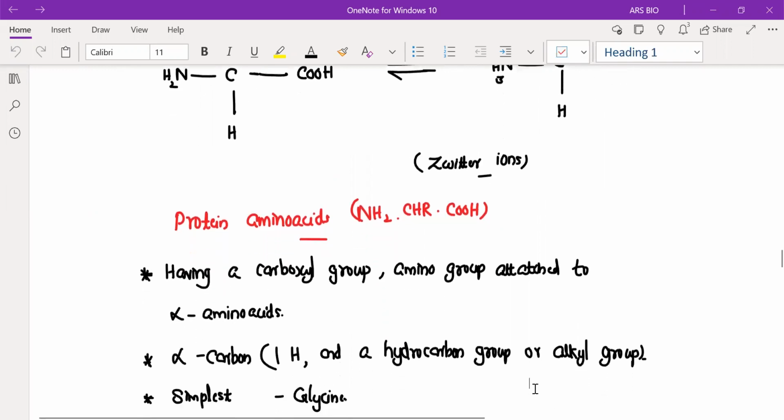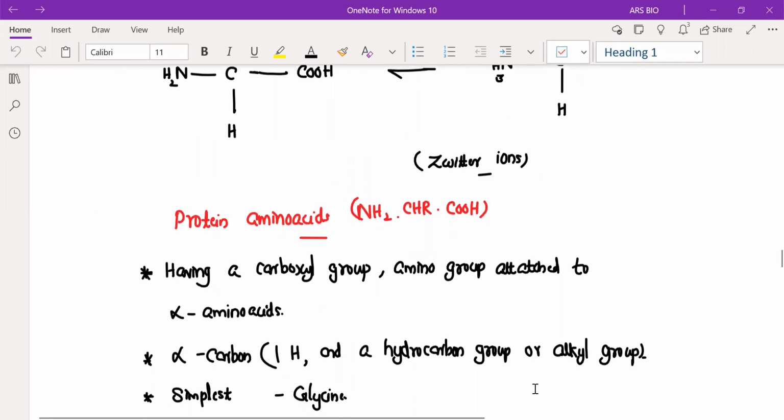Now, types of amino acids. First classification is based on the formation of proteins. Two types of amino acids are there: protein amino acids and non-protein amino acids. Protein amino acids have the ability to produce proteins. Amino acids combine together to form proteins, so this type has the ability to produce proteins by combining. And non-protein amino acids do not have the capacity to produce proteins. Those amino acids are called non-protein amino acids. Now, one by one, we can discuss the protein amino acids.